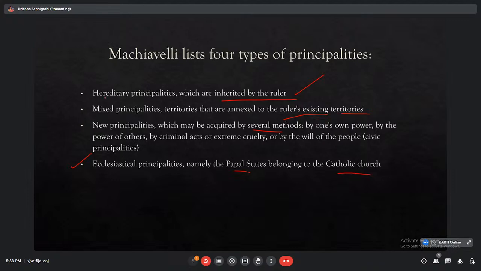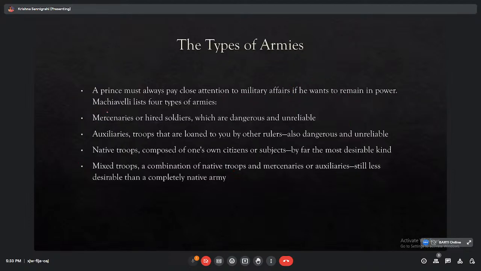So, hereditary principalities, mixed principalities, new principalities, and ecclesiastical principalities. Types of armies. So, a prince must always pay close attention to military affairs if he wants to remain in power. Machiavelli lists four types of armies.